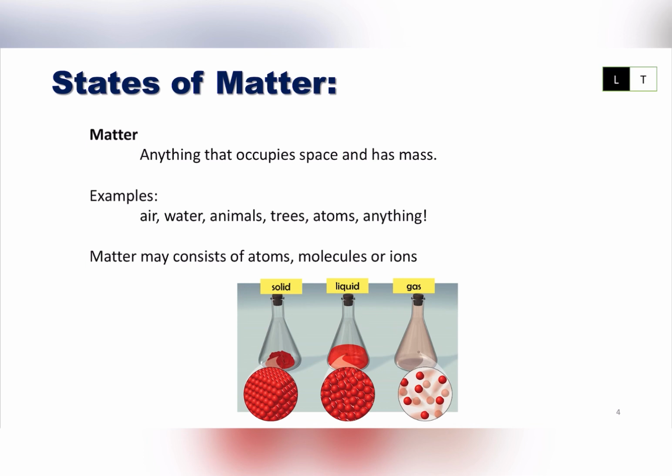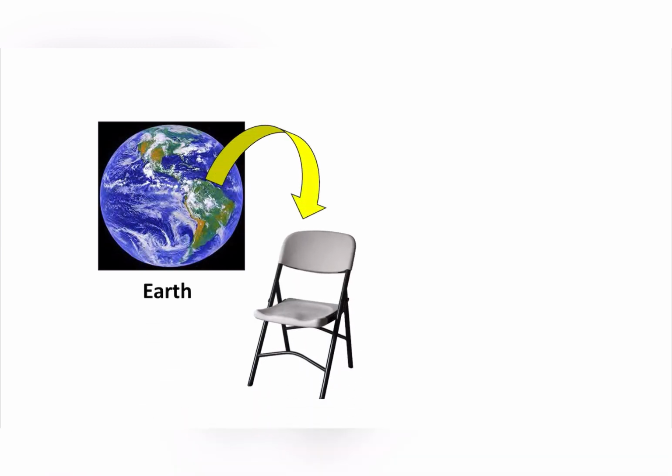So matter, in its simplest form, may consist of atoms, molecules, or ions. And there are 3 states of matter. For example, you can see here the first one is solid, the second is liquid, and the last one is gas. As I said before, we have our own earth itself, so we can understand that everything in this earth can be matter if it has mass and occupies space.